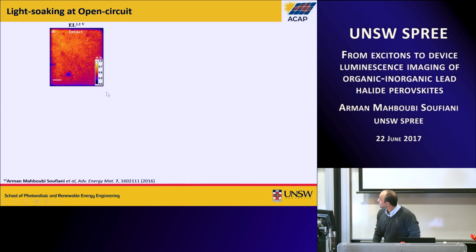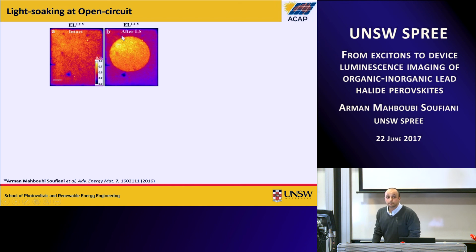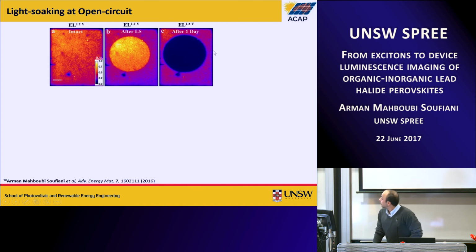I took another device. This time I light soaked it only for 30 minutes. You can clearly see again the improved EL intensity right after light soaking, but after 1 day, I realized that the region which was illuminated has a very low EL intensity. Again, this is consistent with the previous results. However, the degradation happened faster, probably because the illumination time was longer, right?